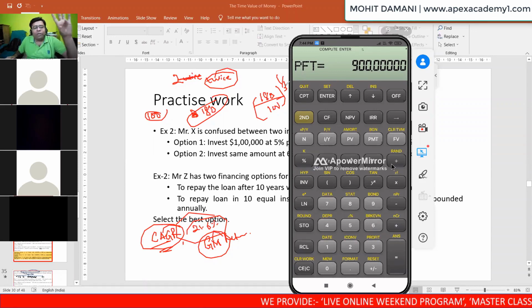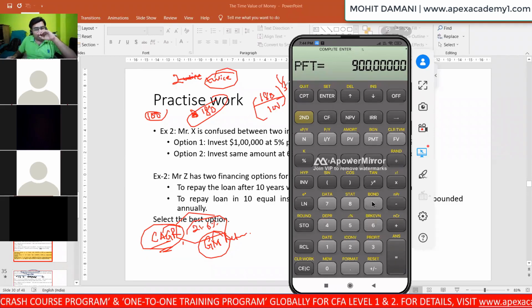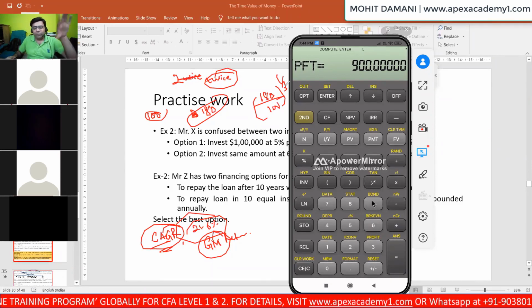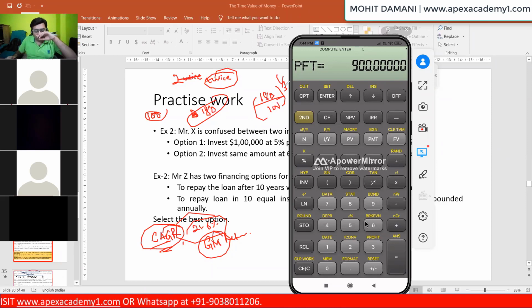There are 4 big functions in the calculator. One is the time value of money, one is the cash flow, one is your data and stat, and lastly it's the bond function. All these are very, very important functions which we will discuss in one go. I'm finishing off the small functions. Any question till here? Then I move to this bracket and all.